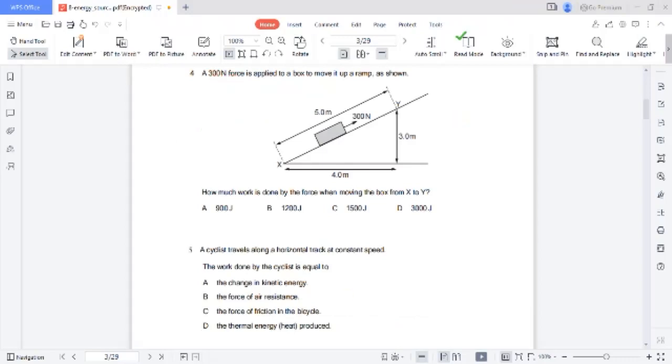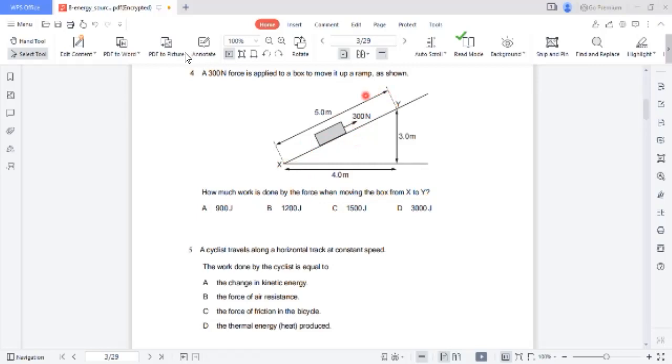A 300 Newton force is applied to a box to move it up a ramp. 300 Newton is applied on this box to move it upward like this. How much work is done by the force when moving the box from X to Y?